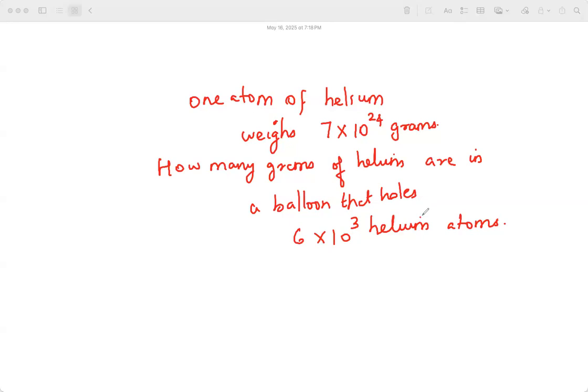What is the operation we should do first of all, Arihan? What operation will you do? Multiplication. So 6 sevens are 42 times 10 power of 3 times 10 power of 24. Then what? No, but the base is the same, right? So what property of exponent should you apply?